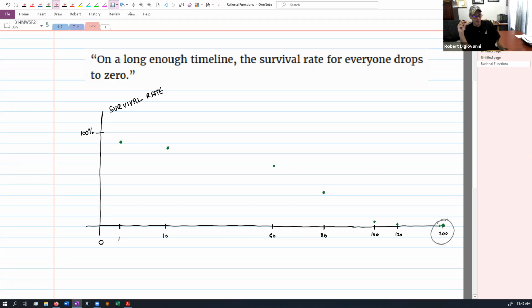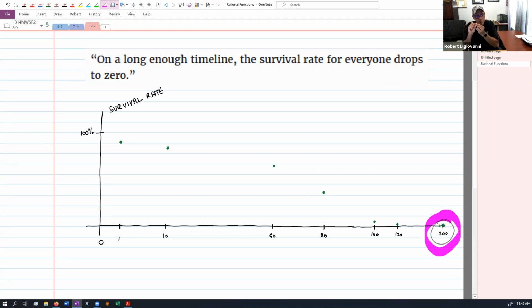And that's what I'm getting at. This 200 right here, even though it is infinitesimally small chance of somebody living to be 200, it is something, and it's not 0, but it could be so small that it would be like me getting hit by lightning every day for the rest of my life. Like, could it happen? Yes, but is it going to happen?